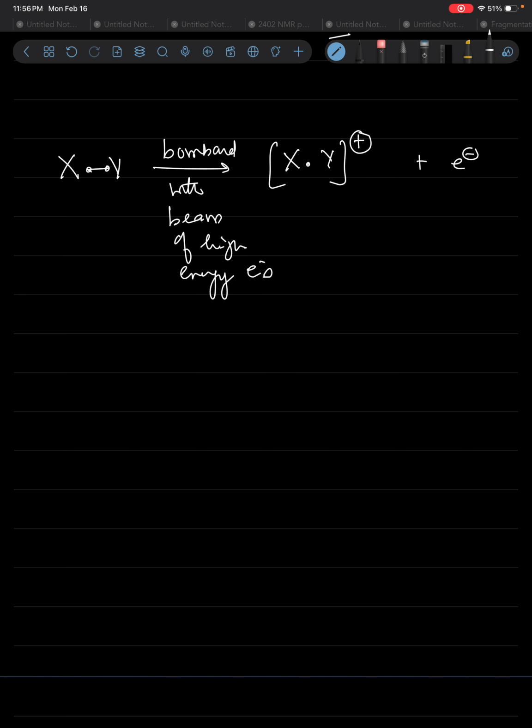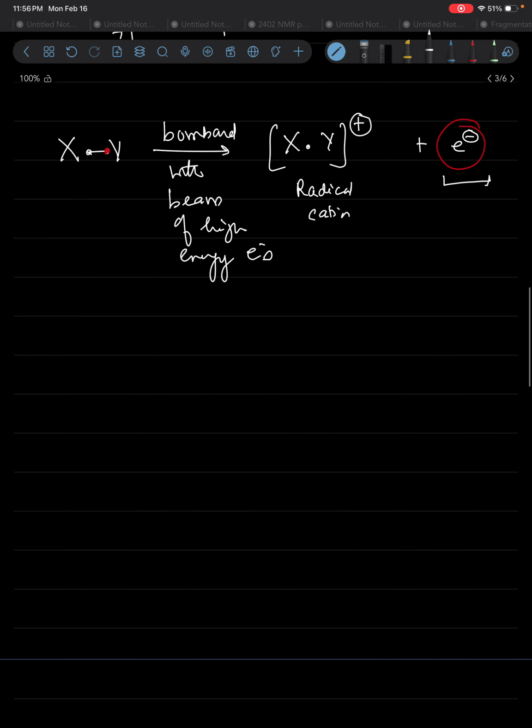So just for the sake of understanding, I'm writing it like this, an electron is knocked off, and what we are getting is a species which is called a radical cation, because there is an odd electron and there's a positive charge. And we know that the mass of an electron is quite low, so it means that the mass of the radical cation is the same as the mass of the starting molecule, right? Now let's take the example.